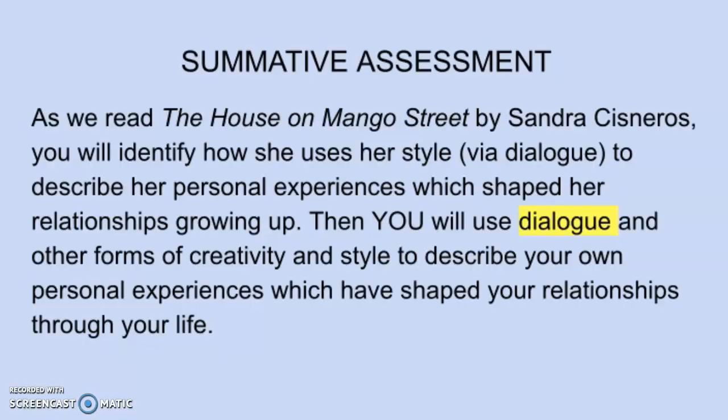Remember that as we read The House on Mango Street by Sandra Cisneros, you identify how she uses her style via dialogue to describe her personal experiences which shaped her relationships growing up. Then you will use dialogue and other forms of creativity and style to describe your own personal experiences which have shaped your relationships through your life. Once you finish this introduction lesson, then you'll be ready to do the practice lessons for dialogue.